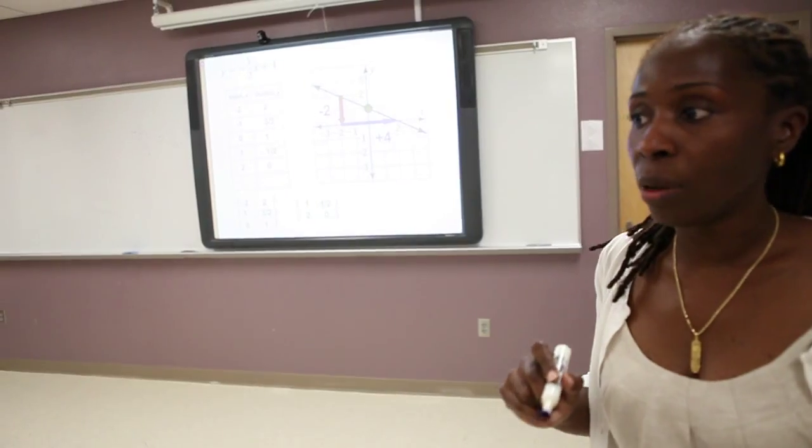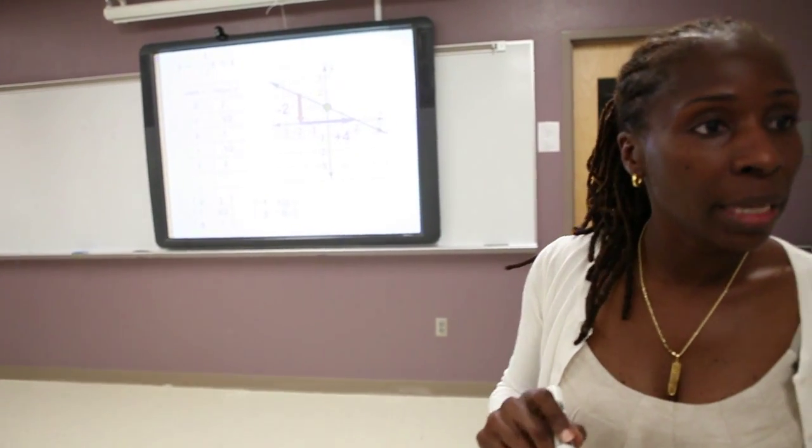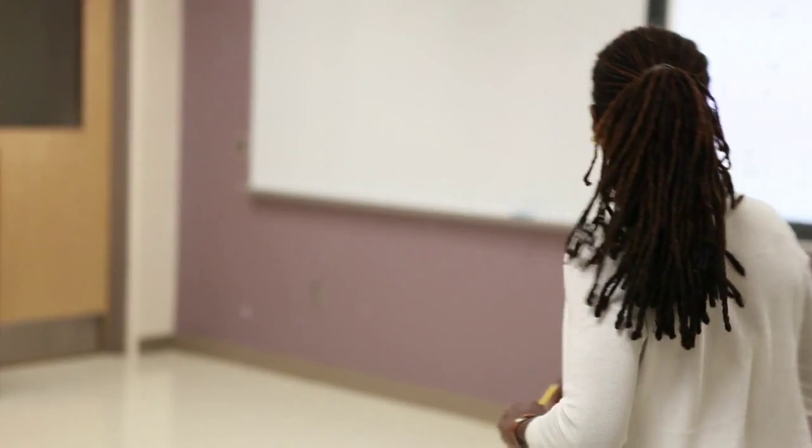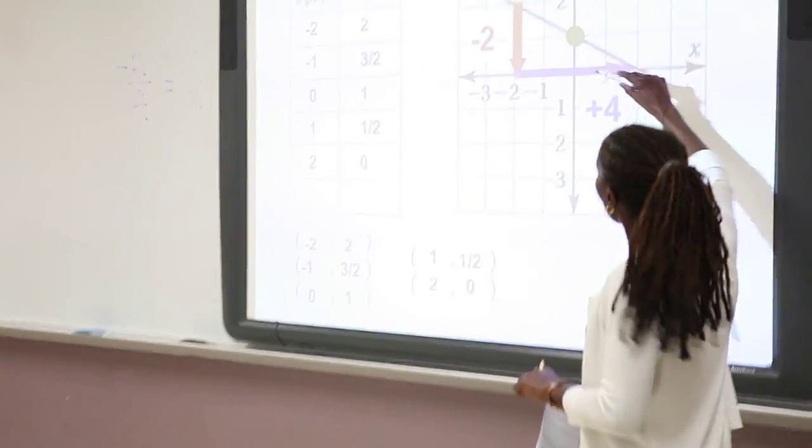So who can tell me what is the y-intercept? The y-intercept is (0, 1). Right. So the y-intercept is the point where it crosses the y-axis.